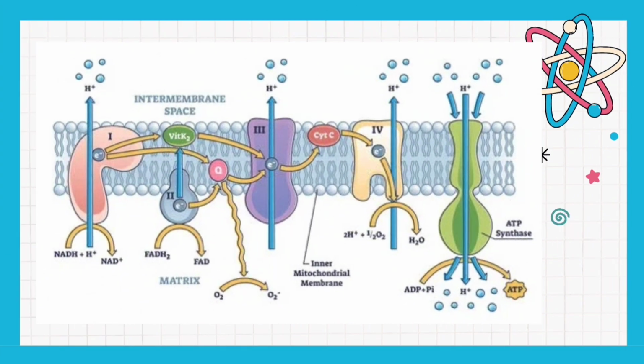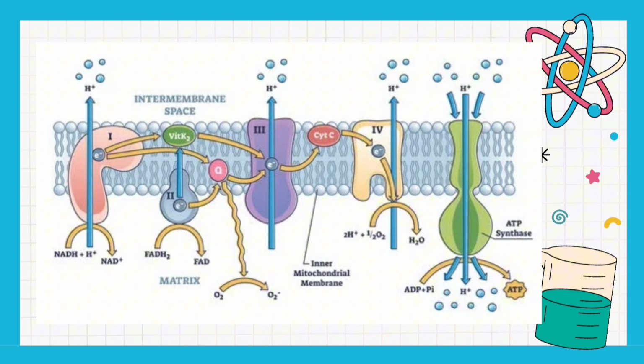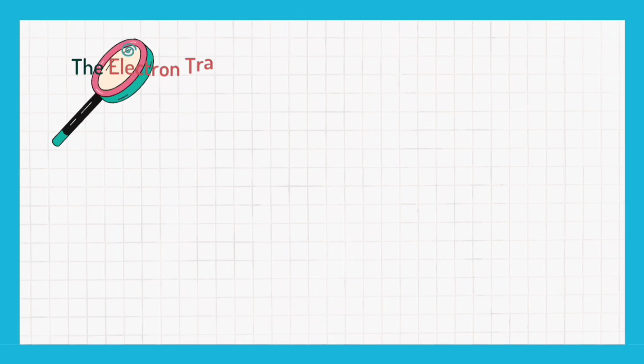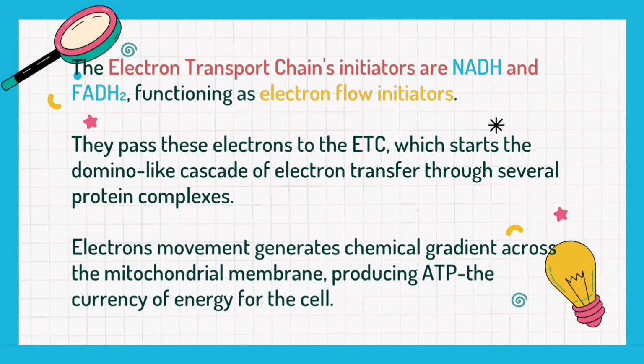And for this part, we could actually see the process of the ETC or the electron transport chain itself. And for the last part, NADH and FADH2 are both the initiators for the ETC, or the electron transport chain, functioning as the electron flow initiators.